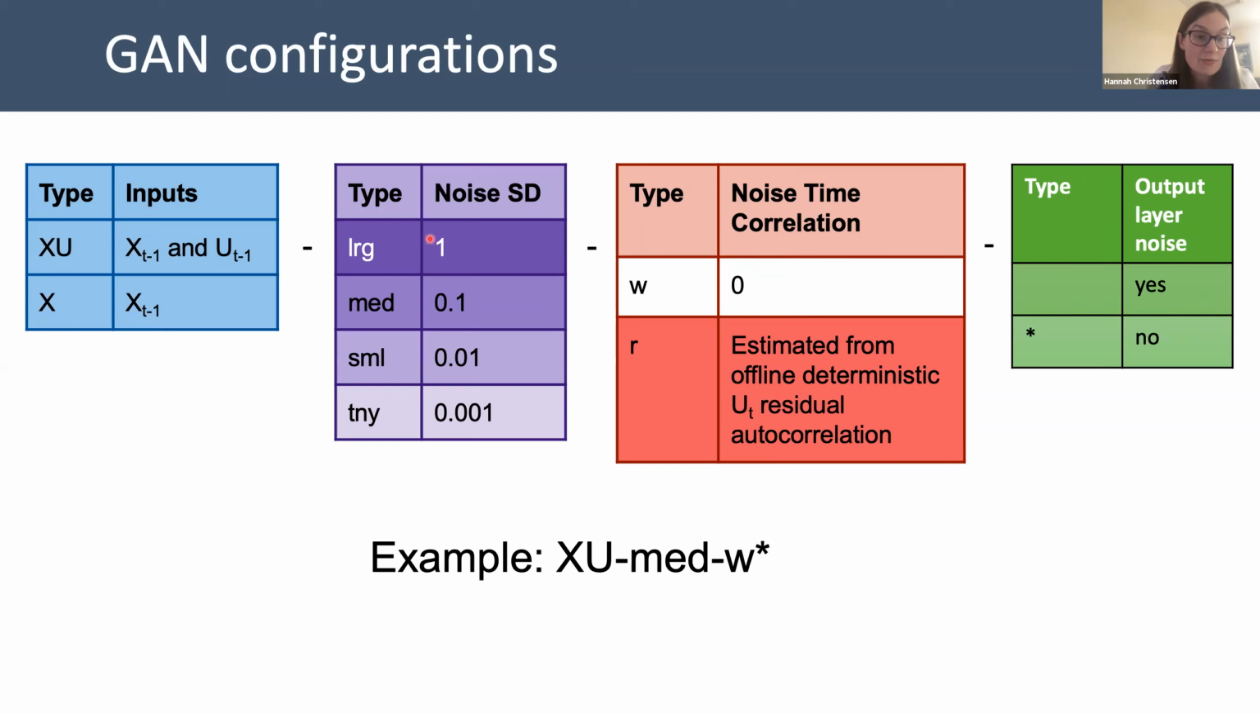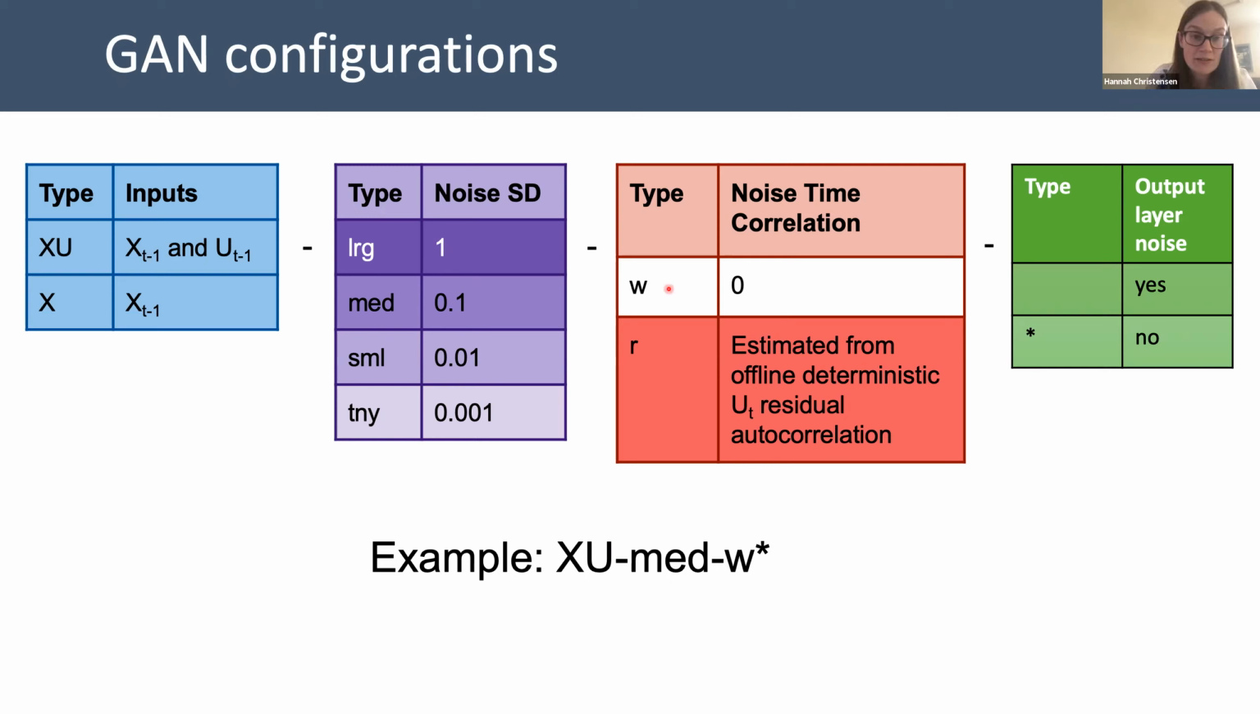The second thing is that we manually set the standard deviation of the noise in the model. So that's both in the input and these additive layers in the middle. And we set it to this range of values for the standard deviation: large, medium, small, and tiny. That's the next part of the name.